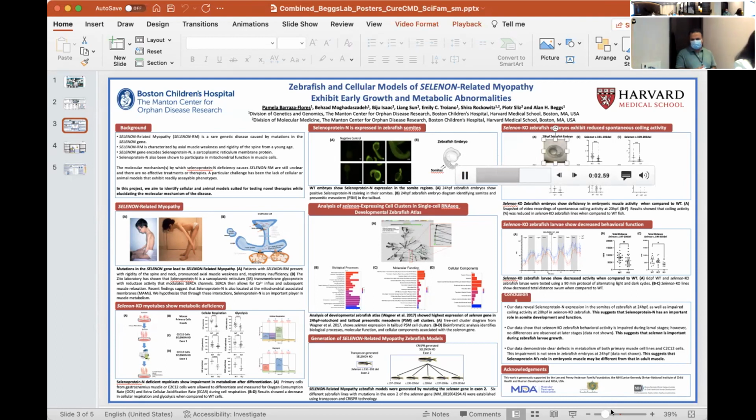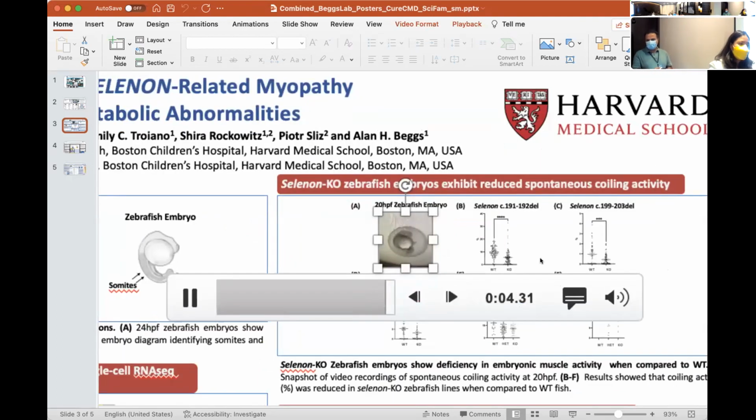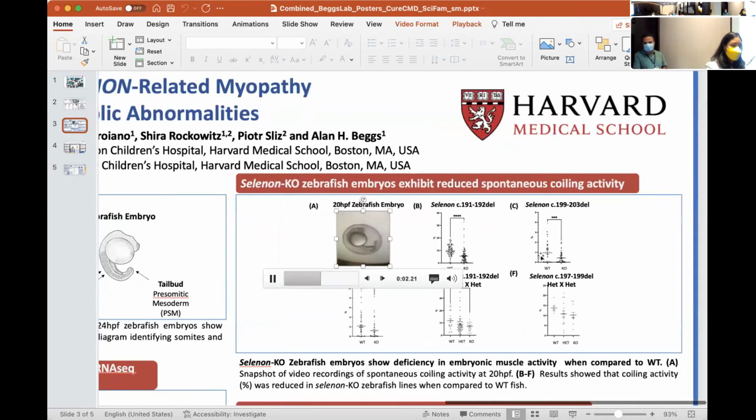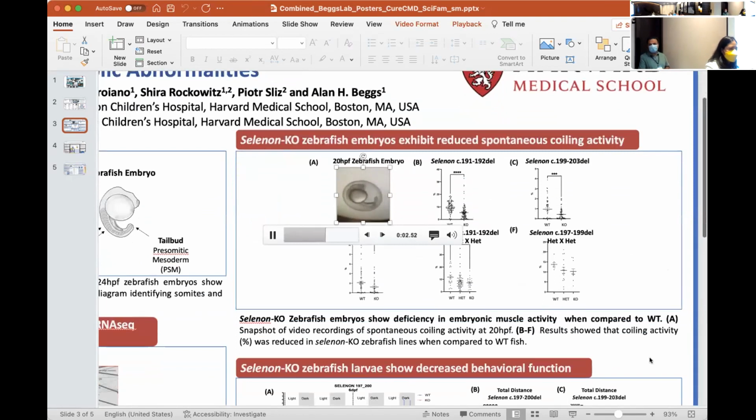Yay! So this is a zebrafish embryo, a 20-hour embryo, so it's only been fertilized for 20 hours. Something unique about zebrafish, or maybe it's not that unique to zebrafish, I don't know if there are other types of fish, but this doesn't happen in mammals: they twitch their little tail spontaneously, and I can measure how well they move. And I found that the SELENON fish weren't moving as well as the wild type.